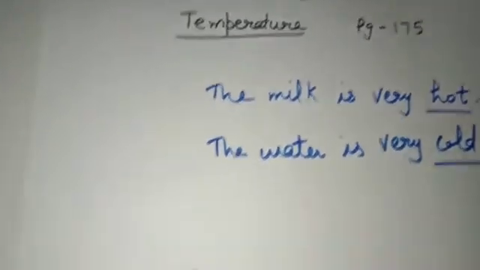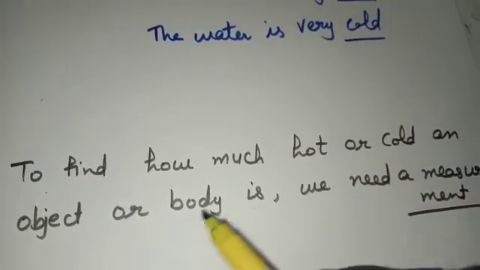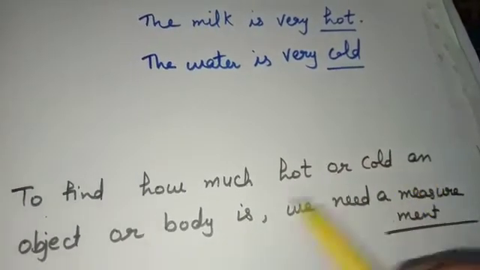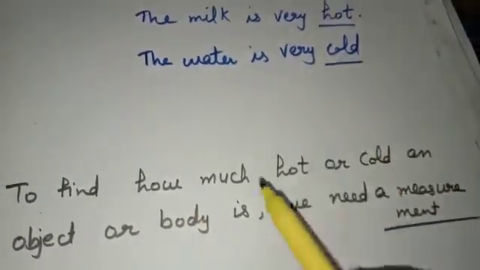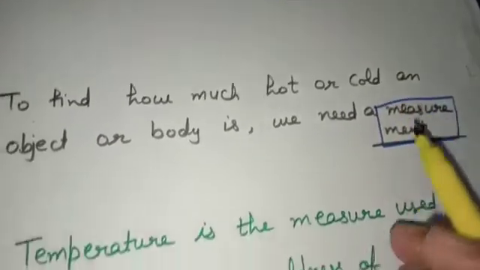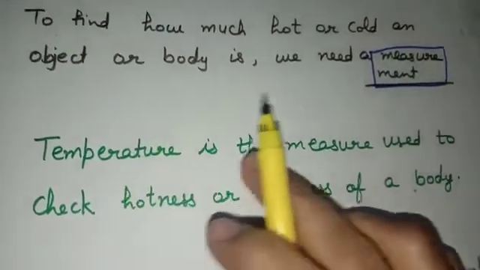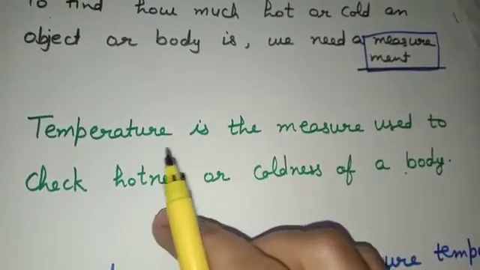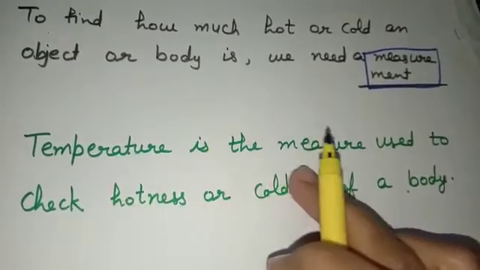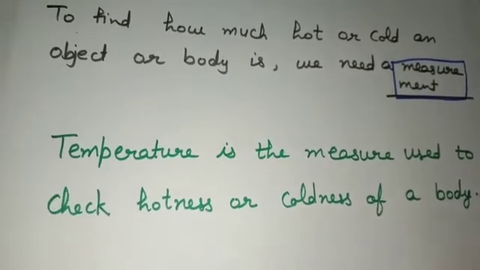Now, the question is to find how much hot or cold an object or body is. To find how much hot or cold an object or a body is, we need a measurement. And temperature is that measurement. What is temperature? Temperature is the measure used to check hotness or coldness of a body. I repeat, temperature is the measure used to check hotness or coldness of a body.